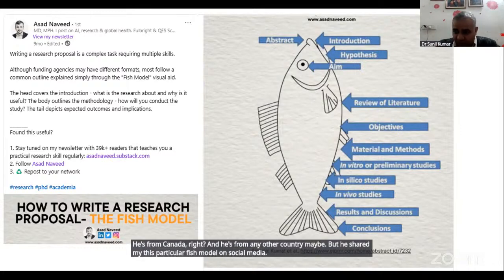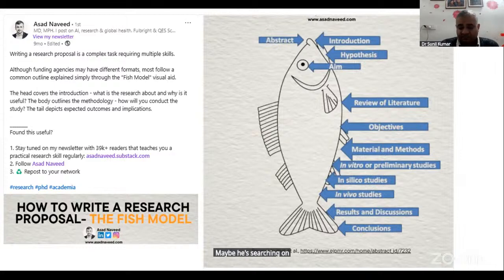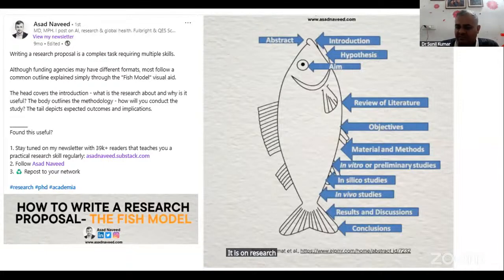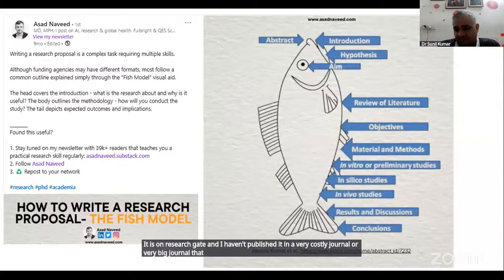Maybe he was searching on Google for the best way to write a proposal or a thesis. Once you go through it by yourself, it is freely available on ResearchGate. I haven't published it in a very costly or very big journal that is not freely available. It is freely available for everyone. So he already explained about this.